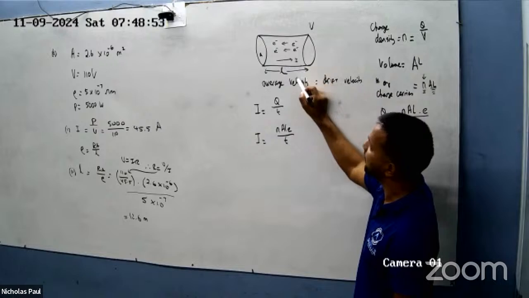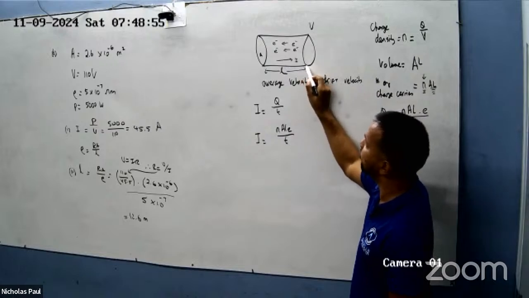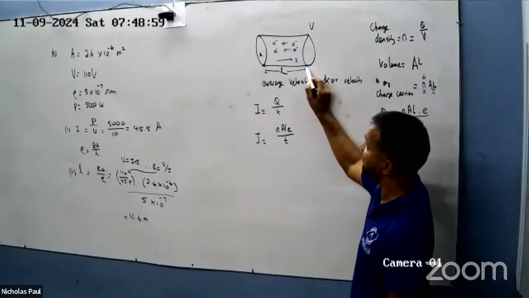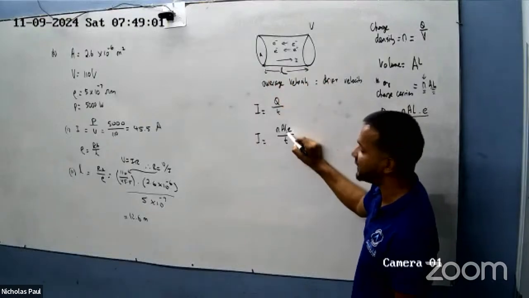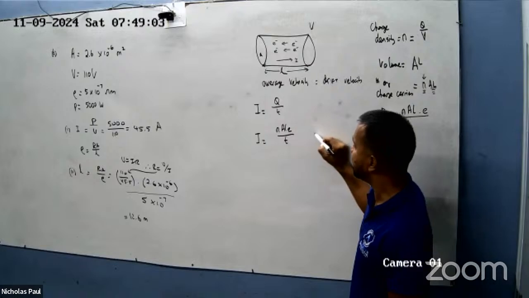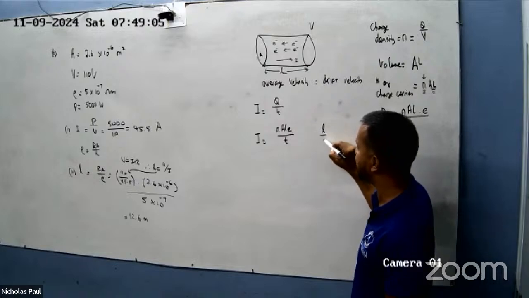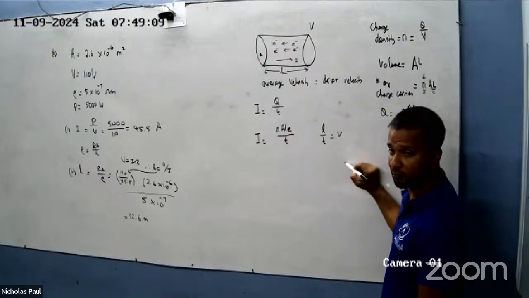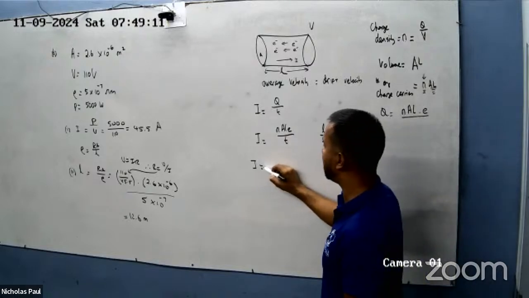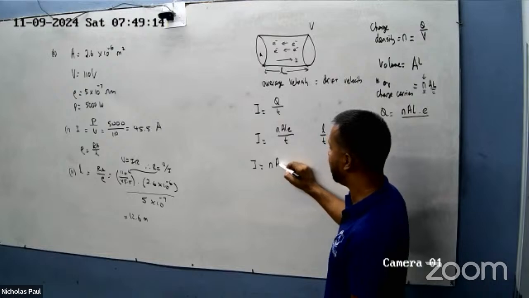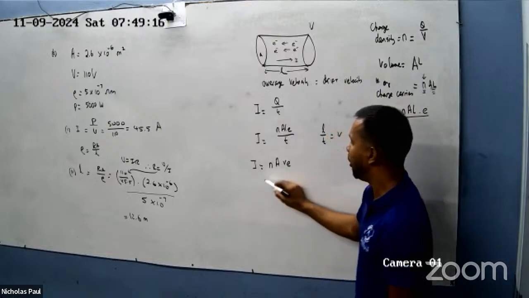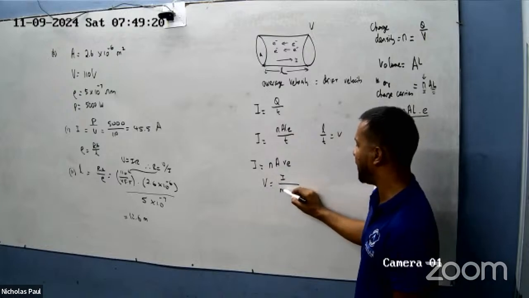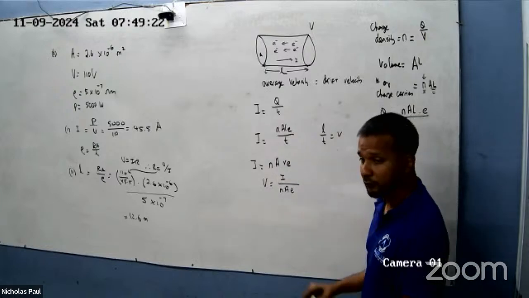If an electron were to move from here to here, the length covered is L, right? And what is length divided by time? Speed. So I is equal to nAve, or v is equal to I over nAe. And that v is the drift velocity.